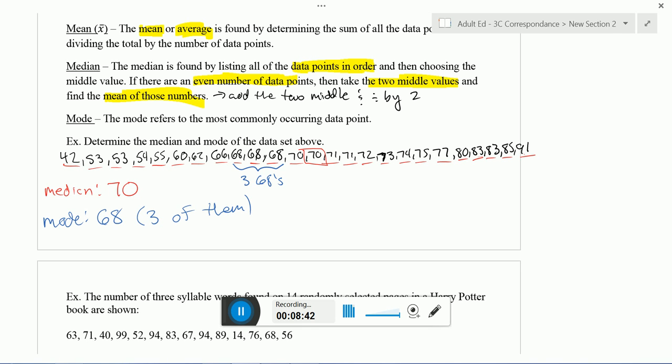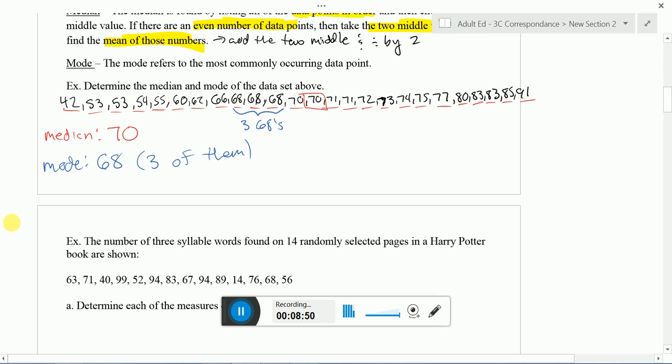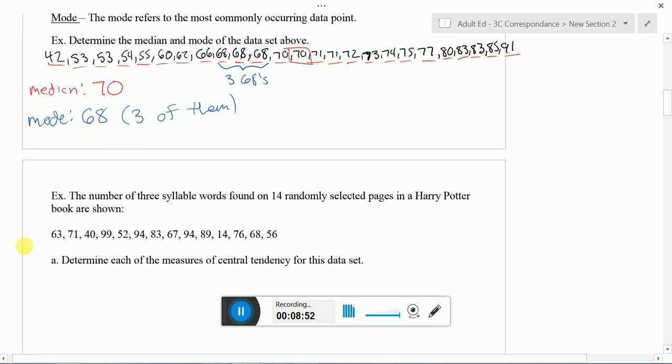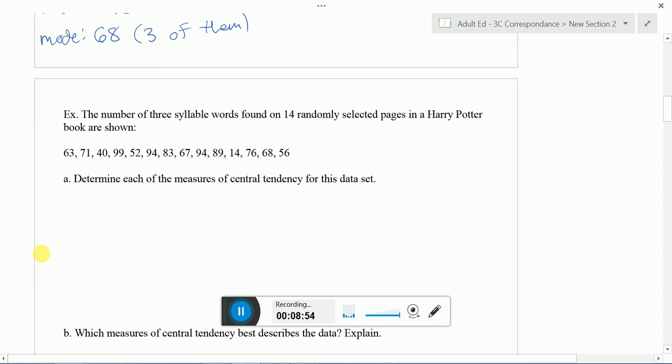It's whatever number appears the most. So if you have 2 different numbers that appear 3 times and that's the most, then both of those numbers would be the mode. So we're going to try this again.